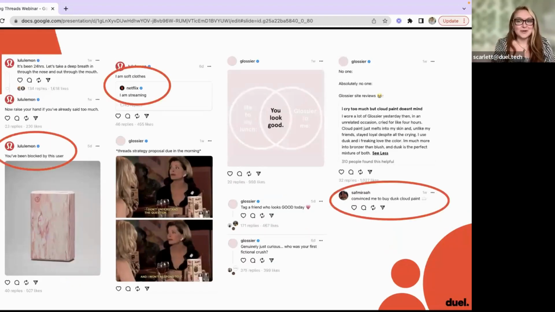And then we're on to our last few examples, some of my favorites. So you have Lululemon on the left.